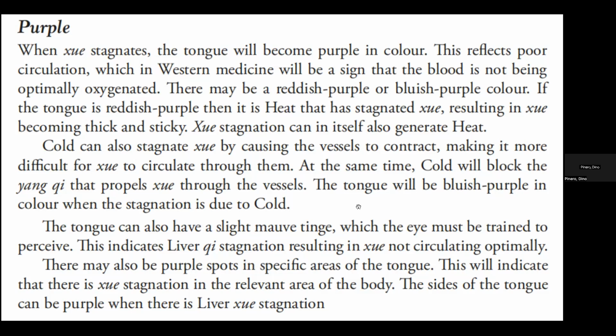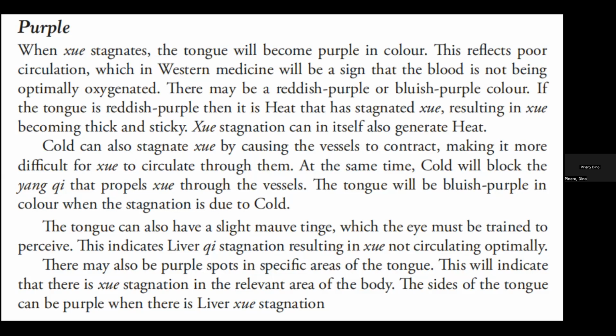The tongue can also have a slight mauve tinge, which the eye must be trained to perceive. So parang slight purple coloration. This indicates liver qi stagnation resulting in blood not circulating optimally. There may also be purple spots in specific areas of the tongue. This will indicate that there is blood stagnation in the relevant areas of the tongue.